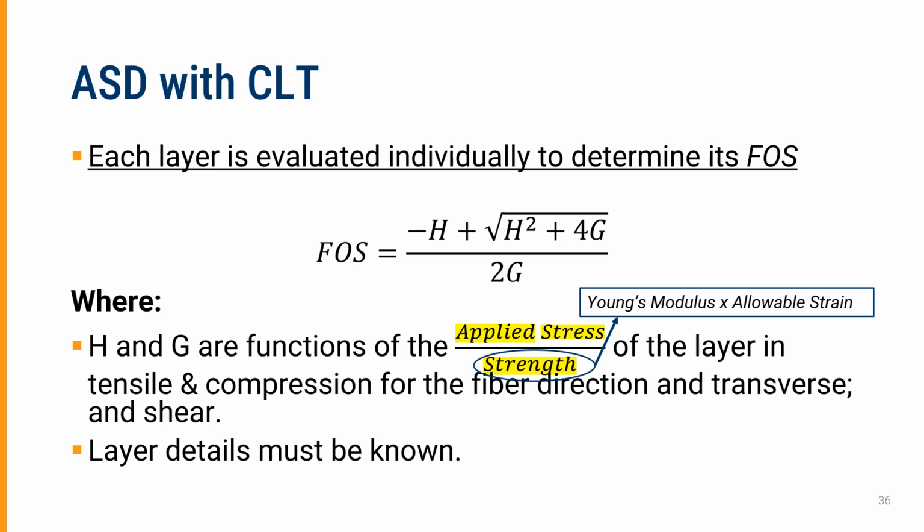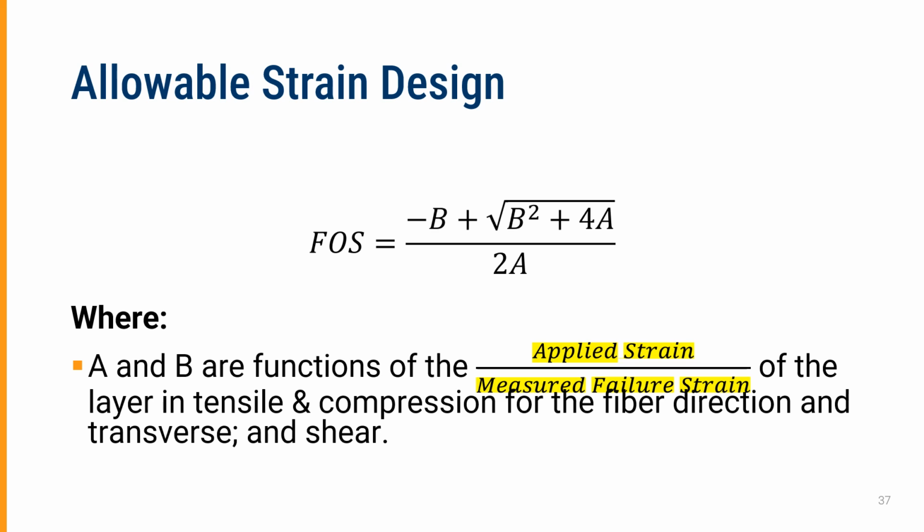But for this, you have to know the layer details. You cannot guess at this, and you can't get this by looking at a bulk piece of FRP. For allowable strain design, we actually have the same quadratic function, just slightly different values for A and B rather than H and G, and their functions are the applied strain over the measured failure strain for the layer in tensile and compression.